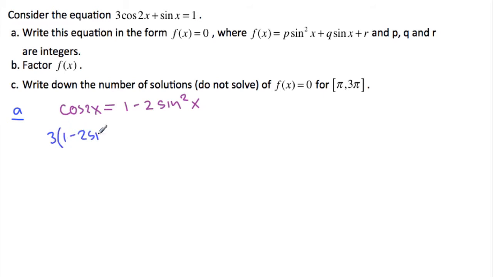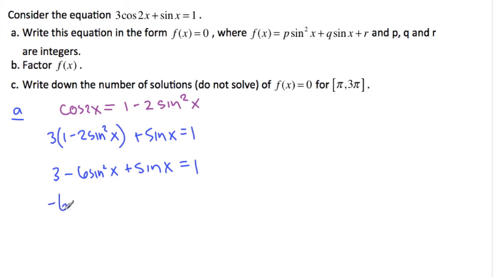Alright. So we have a 3 times 1 minus 2 sine squared plus sine x equals 1. Distribute: 3 minus 6 sine squared x plus sine x equals 1. Then let's move everything to one side, in the same form that they have. We can say minus 6 sine squared x plus 1 sine x plus 2. So p, q, and r are negative 6, 1, and 2 respectively. So that's f of x.